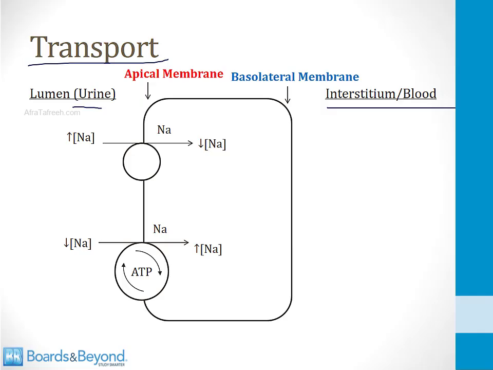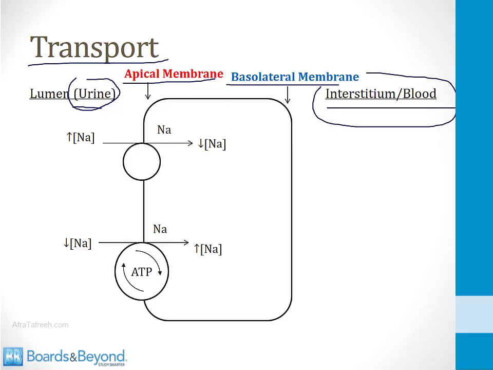The first thing you need to understand about how this works is that these cells that line the nephron are polarized. They have one side called the apical membrane. That's the side that faces the urine or the lumen of the nephron. And they have another side called the basolateral membrane. That is the side of the cell that faces the interstitium or blood.